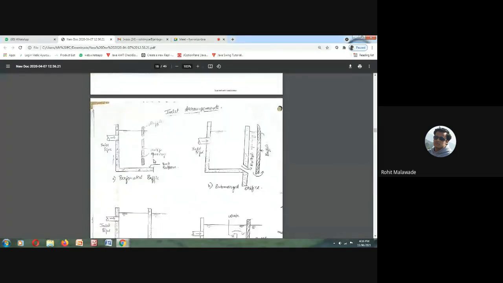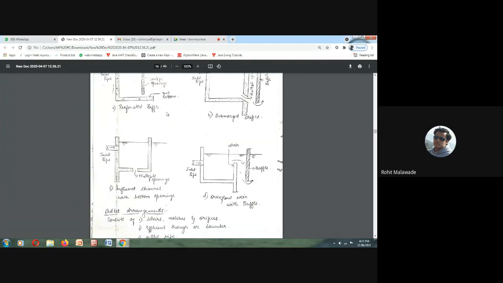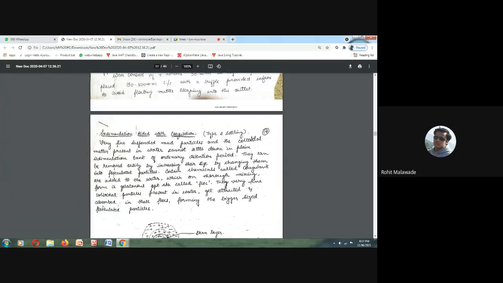Now inlet and outlet arrangement. So this is your inlet, right? In front of your inlet, the baffle wall should be there. What the baffle wall will do is reduce the velocity. So this is your inlet and outlet arrangement, and this is how it is going to look.